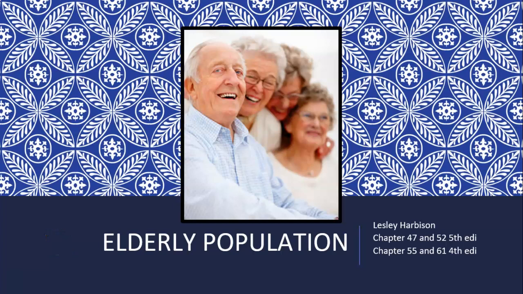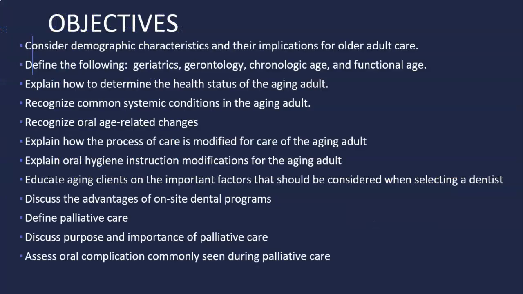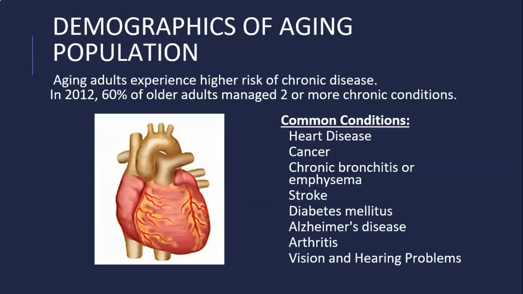All right, we're going to go over the elderly population and palliative care. So that is chapters 47 and 52 in the 5th edition of Darby and Walsh. And here are the objectives. It's a little bit of a lengthy list, so go ahead and read those on your own.